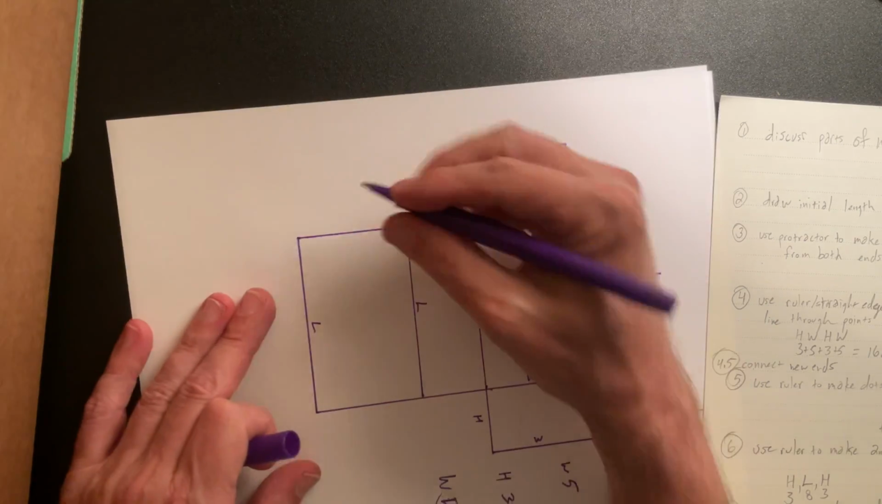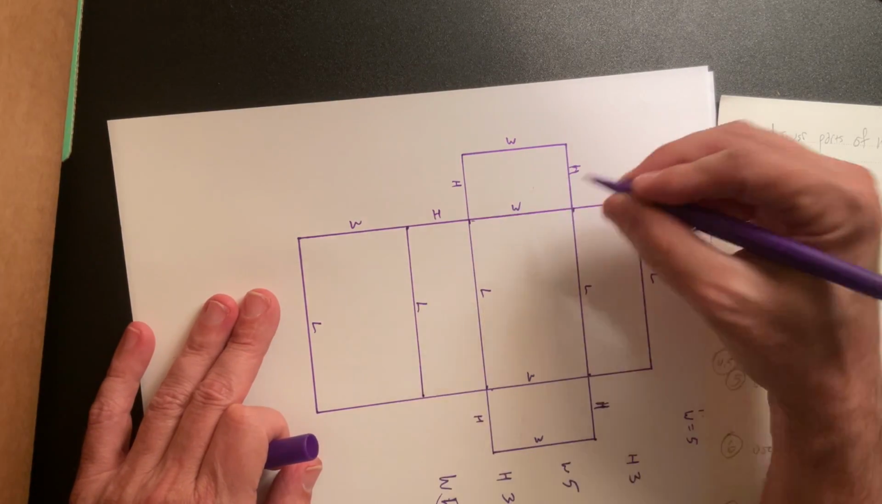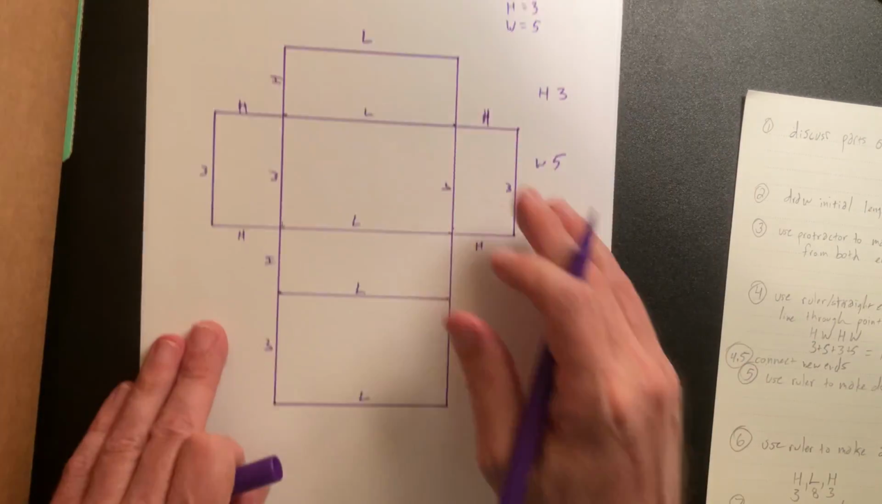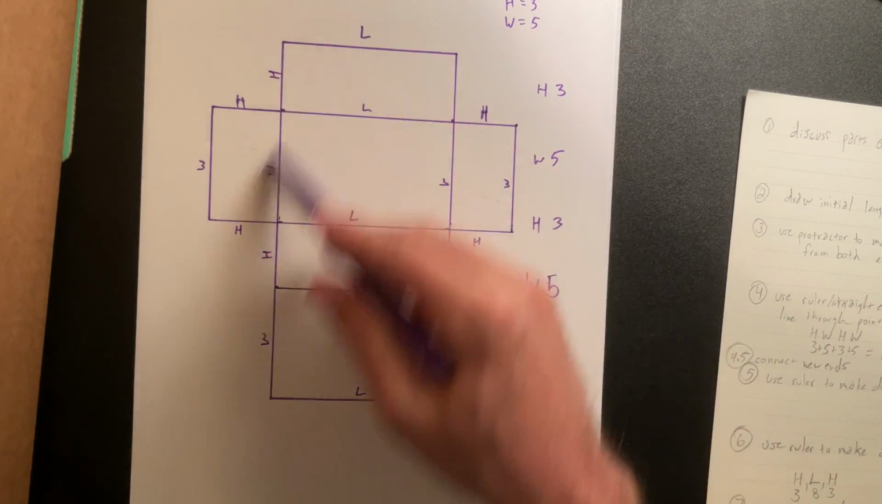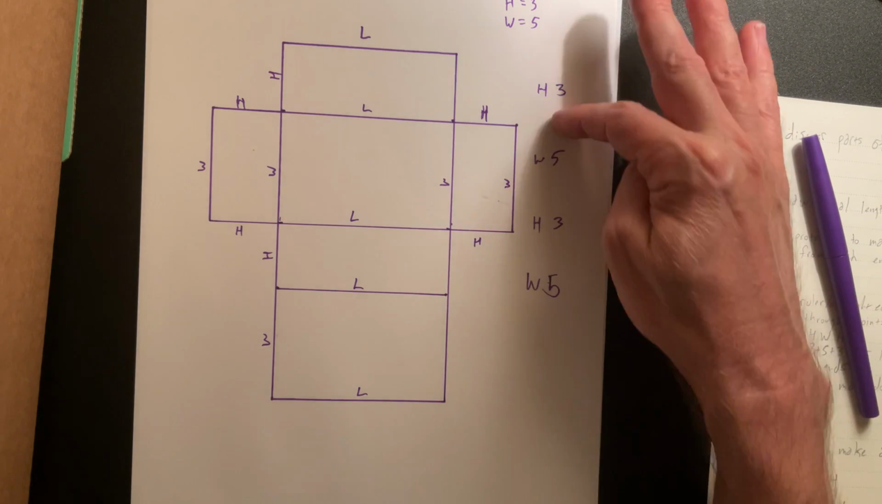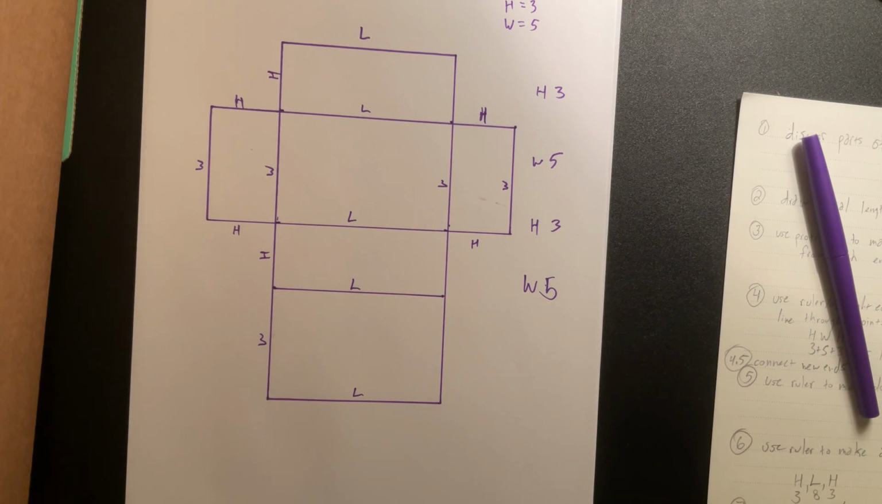And I'm not telling you the volume of this one. And this is width, height, as we go along. You don't need to label all those, although you can. And then that is how you make a net for a rectangular prism.